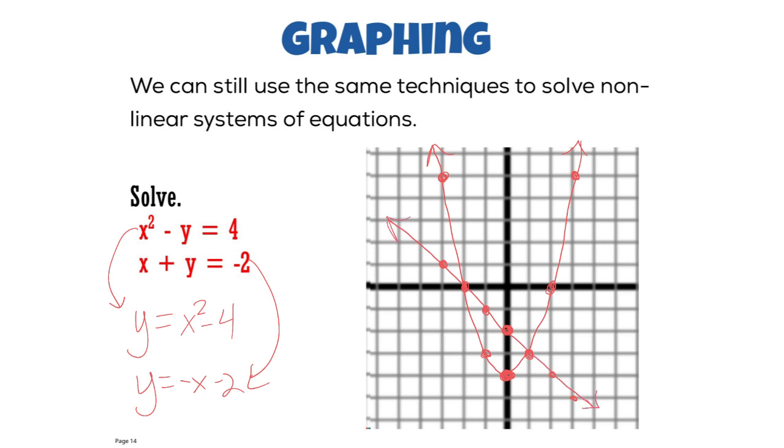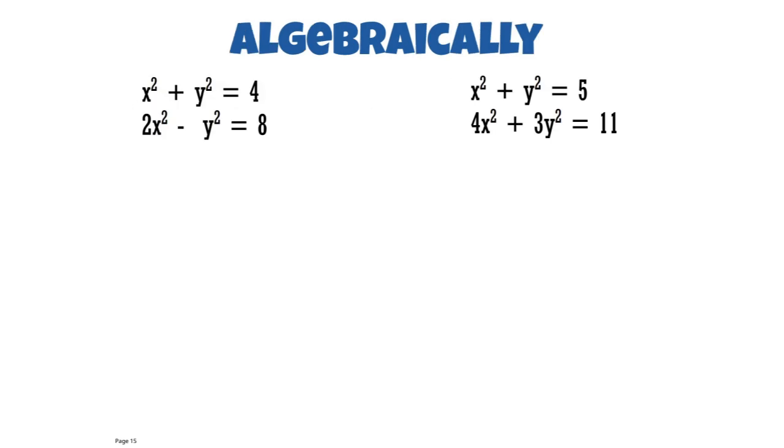So my solutions are where it intersects. And I have two places where that happens. Right here at 1, -3. And I have another intersection right here at -2, 0. So those are the solutions to your system. Now, that didn't go so bad. Graphing was all right, but we do have a way to do this algebraically. At least sometimes we can do it algebraically. So let's look at a few where we could do that.